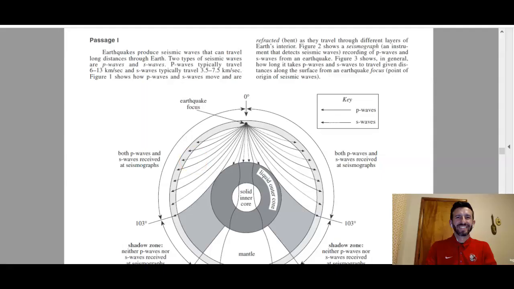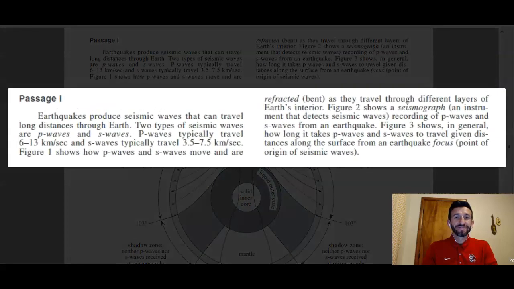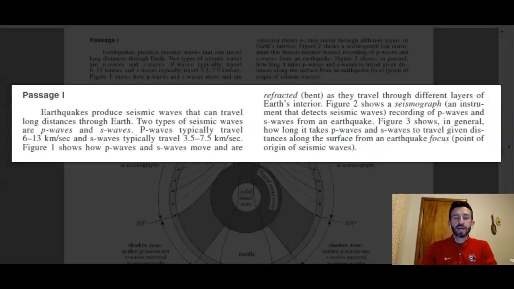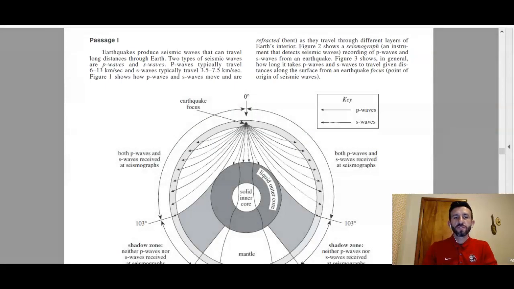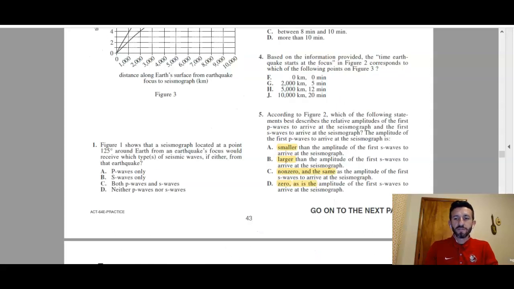Hello students, and welcome to our second video on how to approach ACT data passages. Just like we did last time, please take a moment to read the introduction. Okay, hopefully you read through that introduction, and as we learned last time, after you read the introduction, what you need to do is just jump right into the questions, and that's what we're going to do right now.